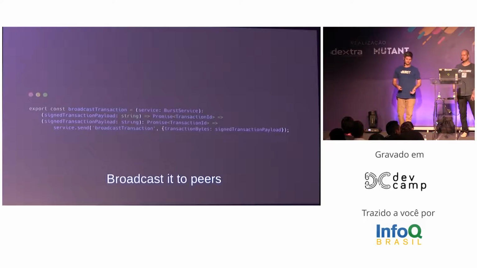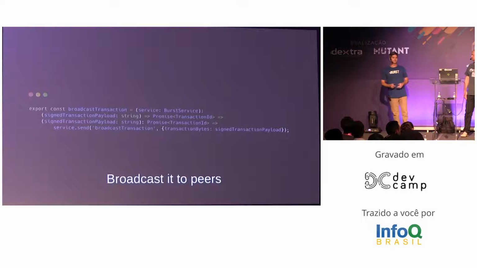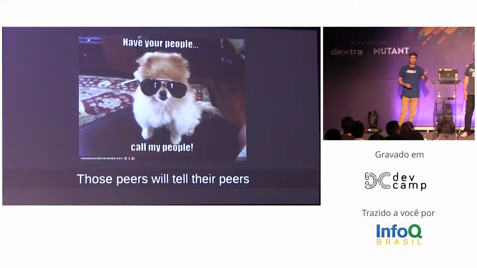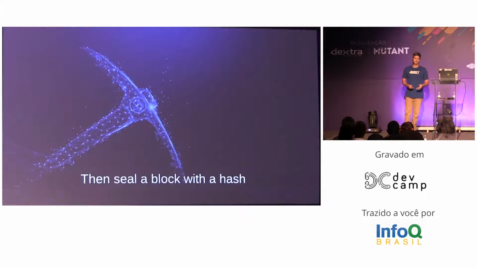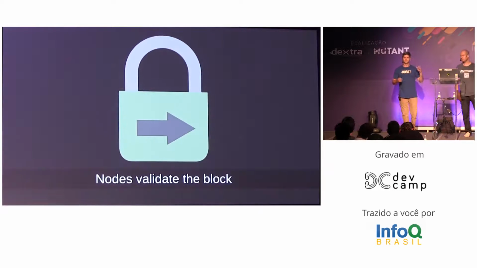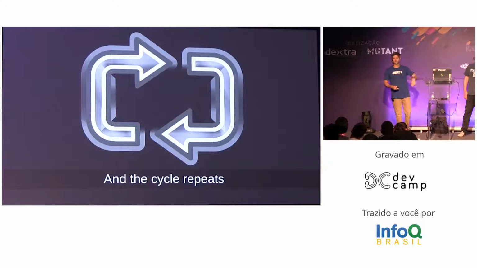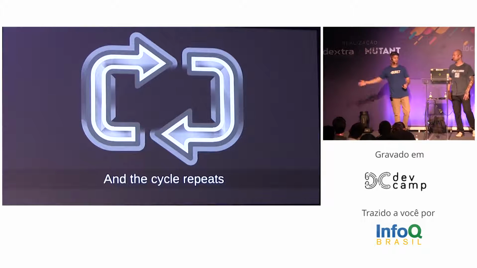And then finally, we broadcast that transaction to the peers, so that's what this function looks like. It's literally just calling an API method called broadcast transaction and attaching some signed transaction bytes. Once received, the peers will tell their peers, and their peers will tell their peers, and so forth. In this example, the miners put the transactions into the block. So in this example, we've got the kittens represent the transactions, and the box at their end represents the block. The miners seal the block with a hash. The nodes validate that block, and then that cycle repeats for each block as the chain gets larger and larger.